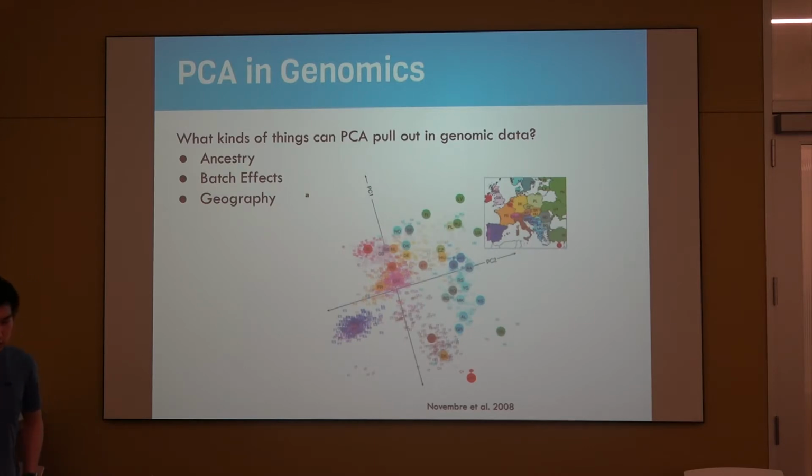And a third interesting and famous use of PCA is that it can actually pull out geography from genomic data. So this is a famous plot from John Novembre's lab. What he did here is that he took the genetic data from many individuals in Europe, and he ran a PCA, and through some rotation and some small tweaks here and there, you can get it to kind of mirror a map of Europe.